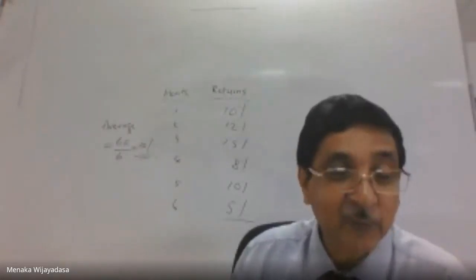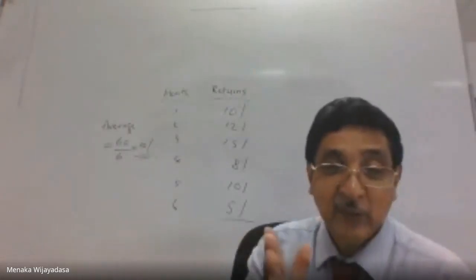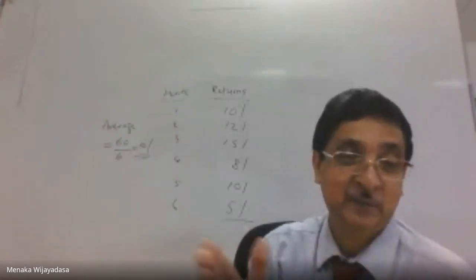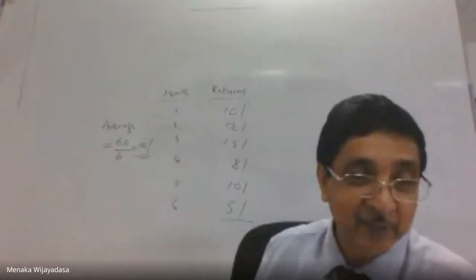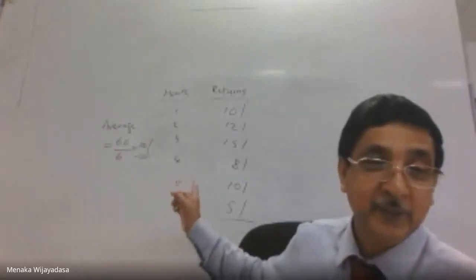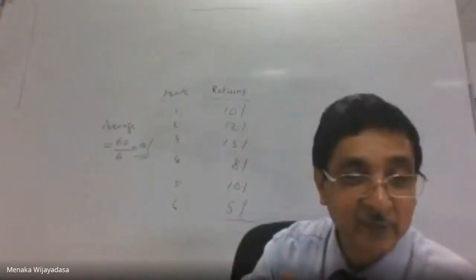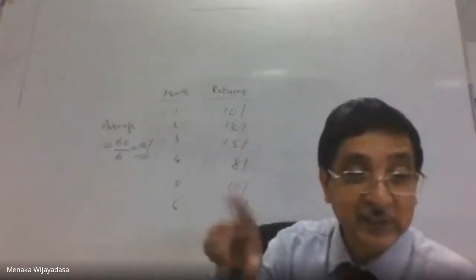So what do you mean by deviation? How that return varies from the mean. Mean is 10%, but the return is also 10%, so there's no variation. There's no deviation. It is 0.